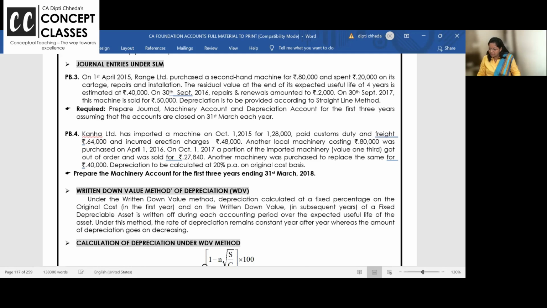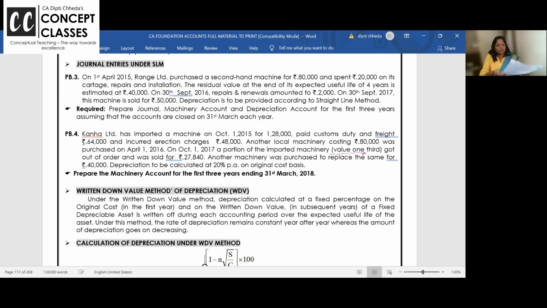So another machine costing 80,000 was purchased. And on October 1st, a portion of imported machinery, value 1/3, got out of order and it is sold. Another machine was purchased. Third machine. First machine is sold, but not whole. 1/3 of the first machine is sold. And calculate the depreciation at 20% on the original cost. You have to calculate the depreciation on the original cost.